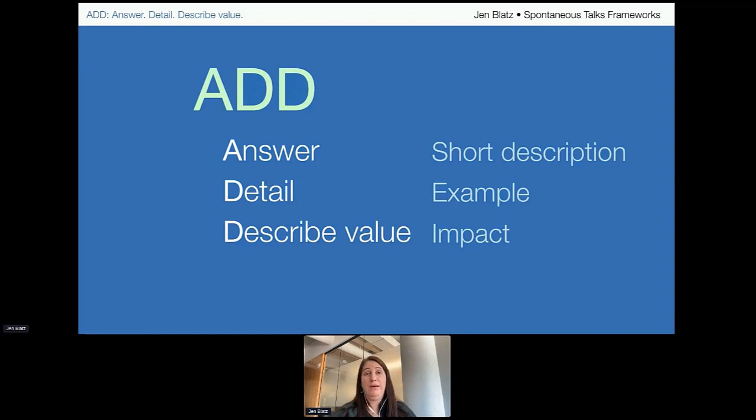So I hope that you can see how the ADD, or answer, detail, describe, value, how this framework is another way to answer questions, but you also go a little bit further and support that answer with an example and then describe the value or the impact of the decision that you made.